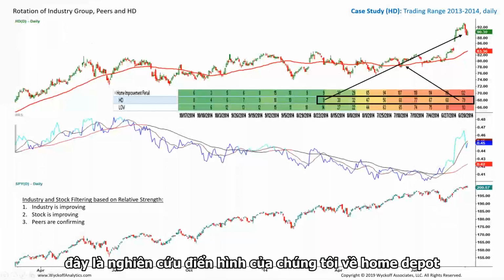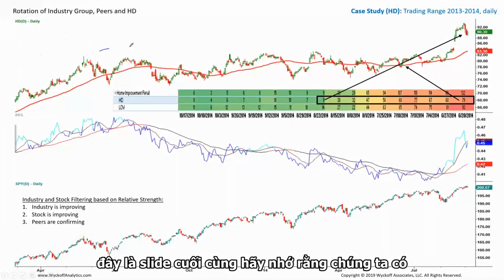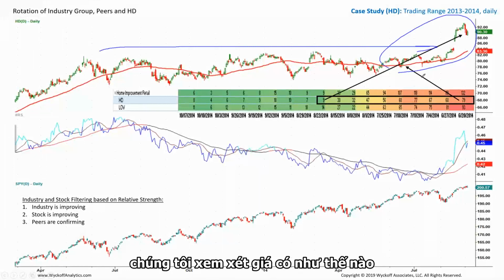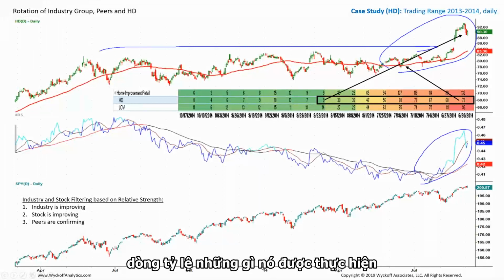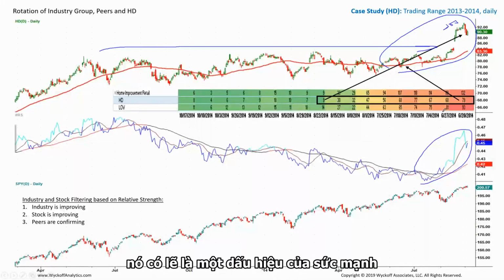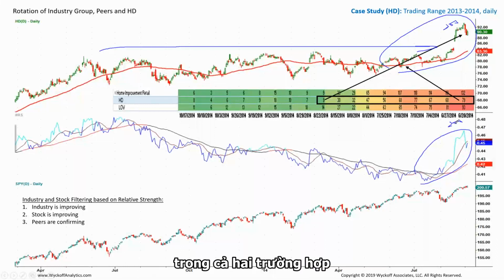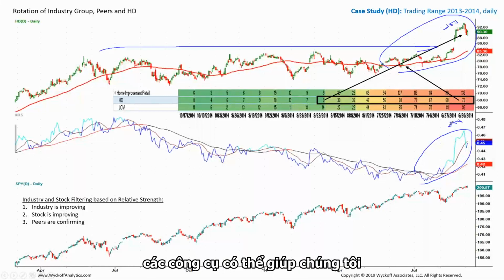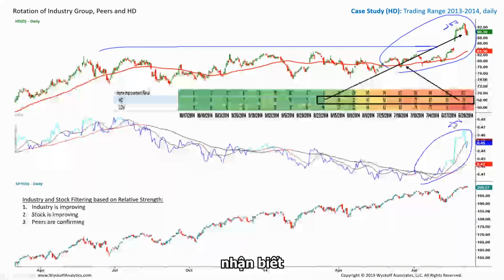Well, here is our case study of Home Depot. This is the last slide. Remember, we had this trading range, and we said that we look at what the price has done. We looked at the relative strength ratio line, what it's done, and we are saying that it's probably a sign of strength in both cases. So we want to establish some other tools that could help us identify a change of behavior.